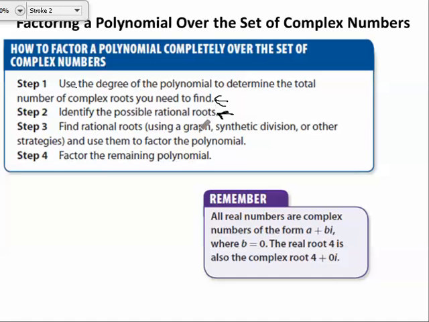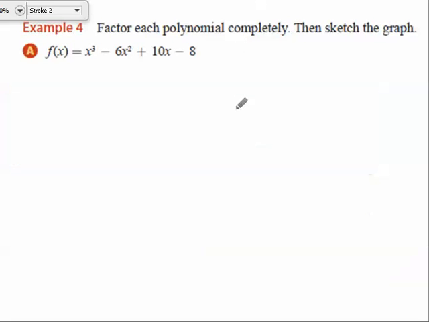See what all of our different numbers are. Use the rational roots in synthetic division, in division, or any other strategy that you might have. Find all the rational factors and factor them. When you get the remaining polynomial, you can factor the remaining polynomial. So, having said that, let's move forward here.